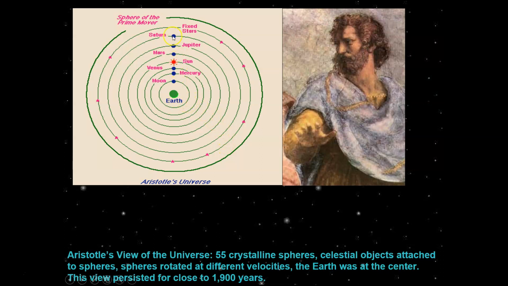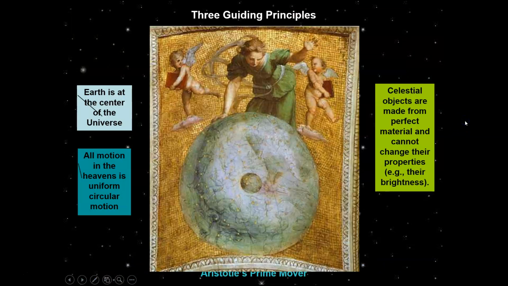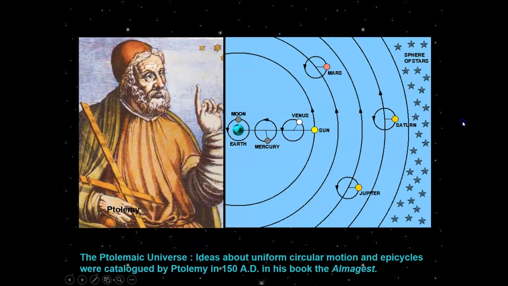We could see up to Saturn. Outside of Saturn, they had fixed stars and the sphere of the prime mover, which is the great beyond. And this went on pretty much without question for 1900 years. That lasted a long time. And again, these guiding principles: the Earth's the center of the universe, all motion in the heavens is circular motion, and celestial objects are made from perfect material and cannot change their properties. These 3 principles were pretty much airtight for almost 1900 years, a long time.